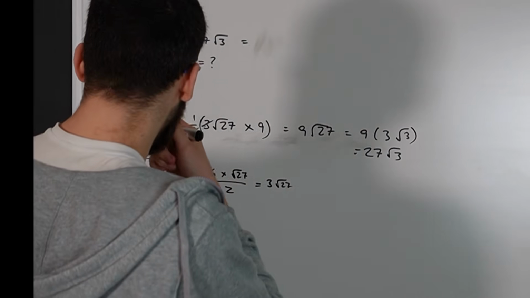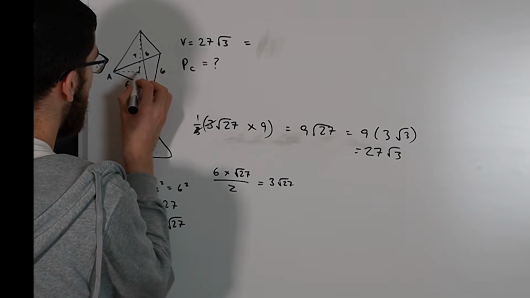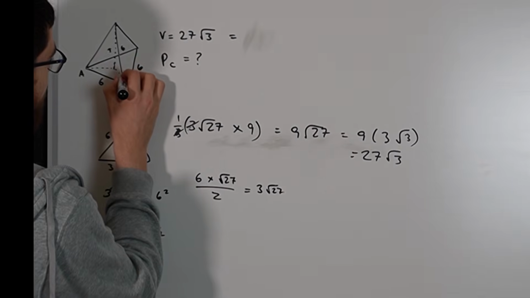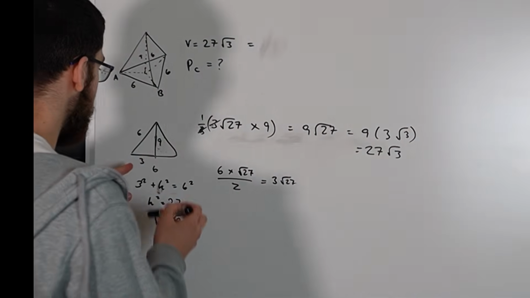And then, now that we know that, we know this is equal to 9. So we can do a bit of Pythagoras here. So that's going to be 6 is the devil's number. Okay, this has got to be 3.